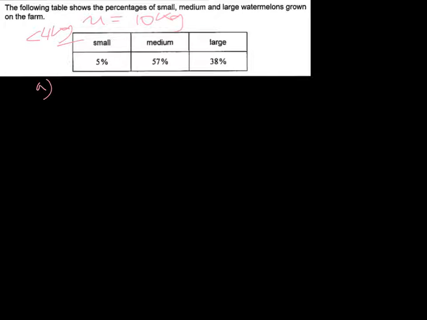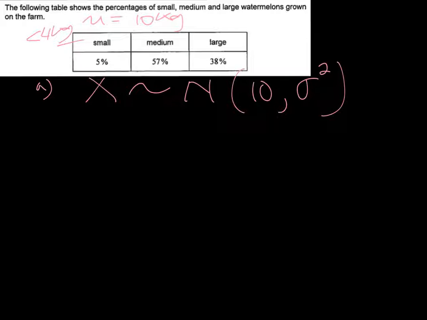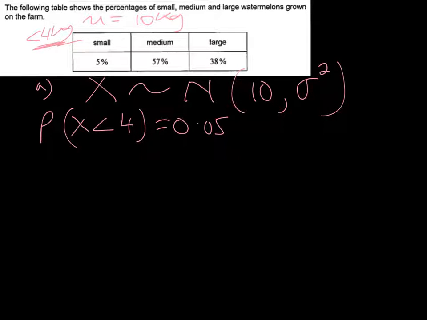So let's try and recognise what we've got here. We've got a random variable x, which is the mass, and it is normally distributed with a mean of 10 kilograms and a standard deviation which we don't know, sigma squared. We're told that the probability that it is less than 4 kilograms is 5%, or 0.05. So this is going to be our starting point.